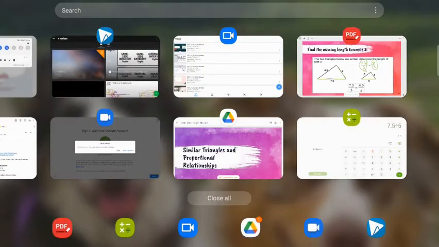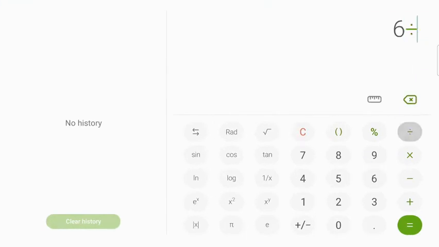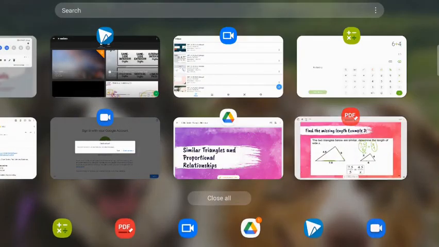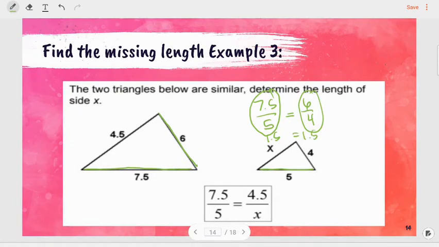And 6 over 4 is also 1.5. And because I have these pair of proportional sides, I can determine that these two triangles are similar. So that's how I tell if they're similar. I make a proportion of the sides that match up. Notice that 7.5 and 6, which are both on top of these fractions, are on the bigger triangle. 5 and 4 are on my smaller triangle.